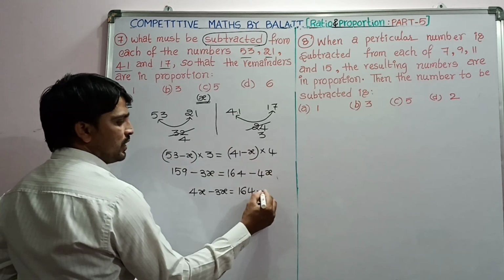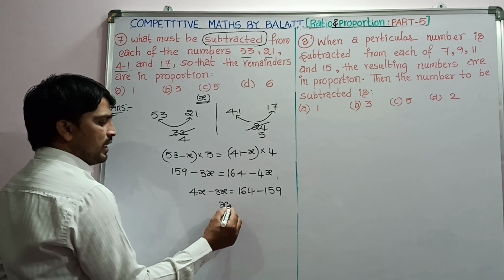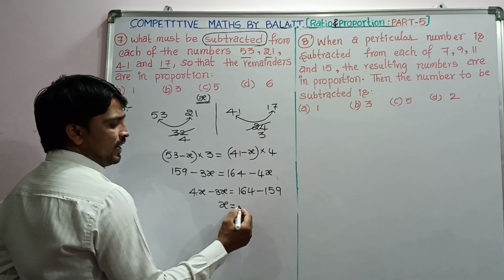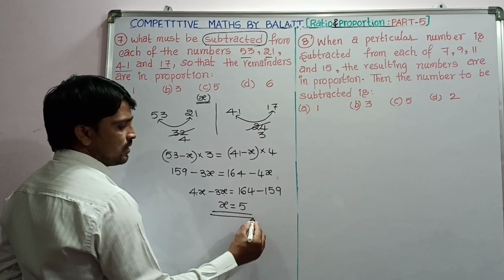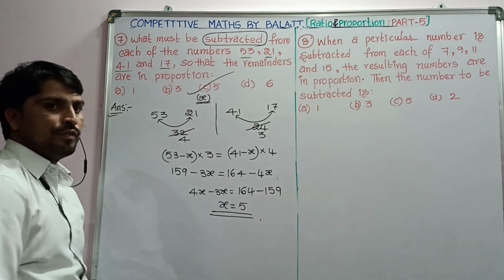Consider 159 to RHS side, it will become minus 159. 4x minus 3x, that is x, equal to 164 minus 159. x equal to what? 5. Yes, the number subtracted from each of the given numbers is 5.